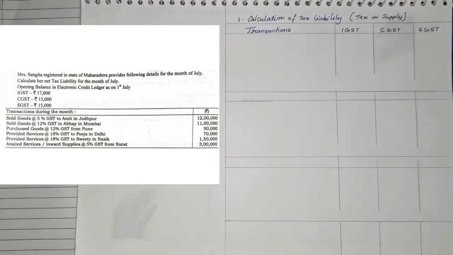Now very simple. This particular table will only include supply, whatever you're selling, whatever you're supplying, only that. The very first transaction given in the question is sold goods at the rate of 5% GST to Amit in Jodhpur. Now very important thing. We'll read the question. It's given that Sangeeta is registered in the state of Maharashtra. Now remember, if you are supplying or purchasing within the same state, listen to this very carefully, then your tax will get split into 2 parts, CGST and SGST. And if you are purchasing or selling into a different state, then you will have one direct common tax, that is IGST. That is very important.